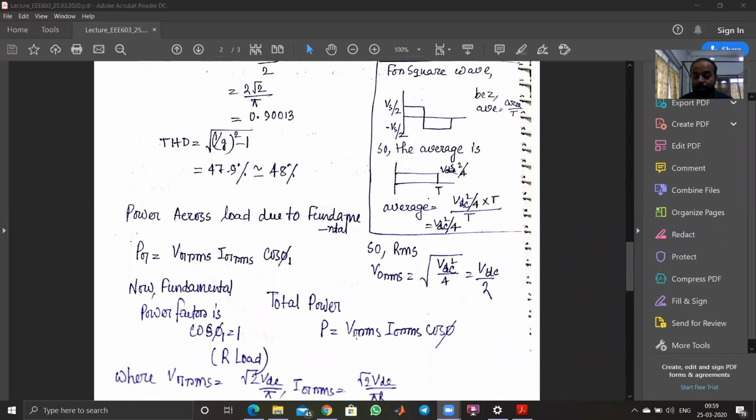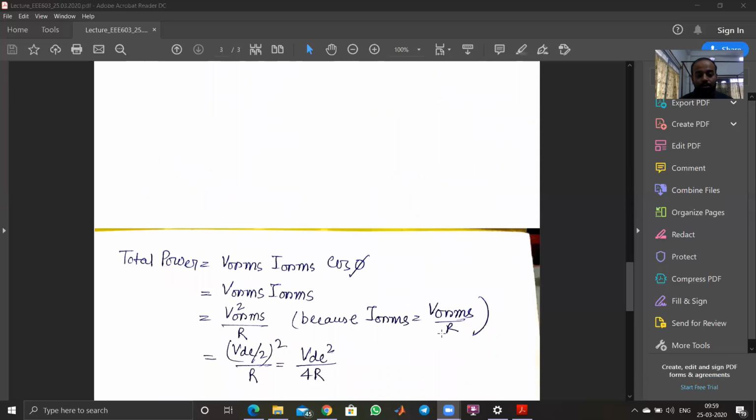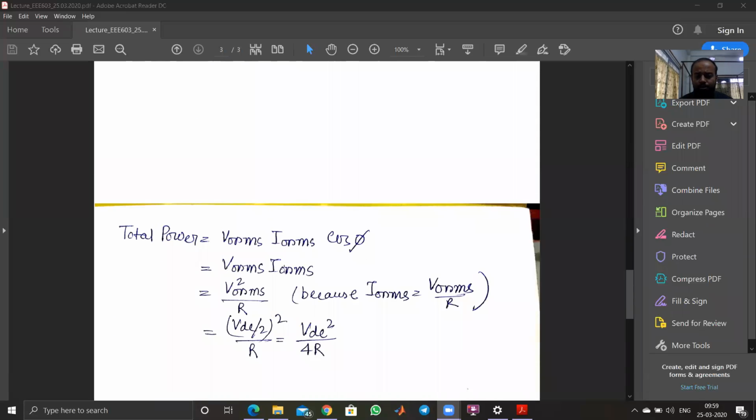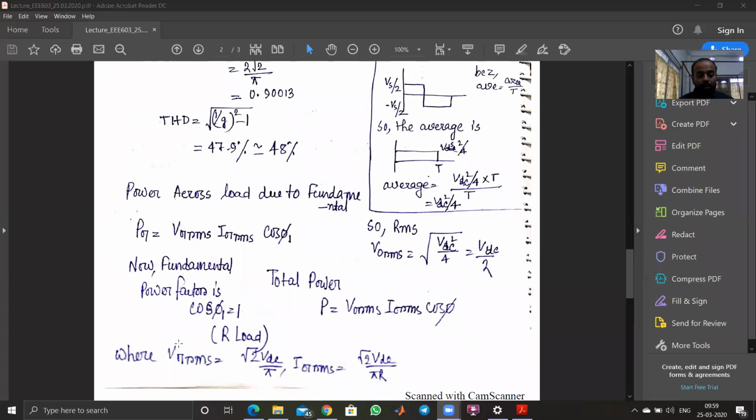This is the total power: V0 RMS, that means the total voltage, into I0 RMS into cos phi. Now we know that for a resistive load, cos phi is 1 because voltage and current are in the same phase. So your total power will be V0 RMS into I0 RMS, that is VDC square by 4R. Whereas for the fundamental case, it is V01 RMS into I01 RMS into cos phi 1. Cos phi 1 is the power factor, the angle between the voltage and the current.